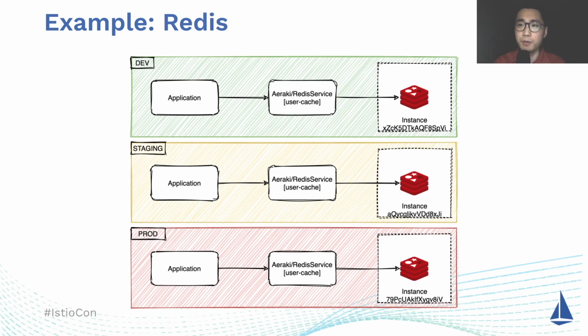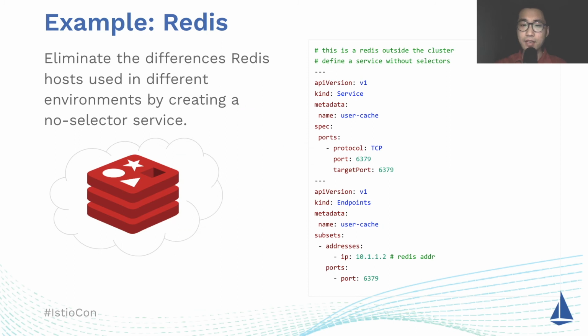Here is an example. The application's Redis traffic is managed by Aeraki. In all environments, the applications access the actual Redis through Aeraki's Redis service. It only knows the name of Redis, the other cache. Generally speaking, Redis here may be provided by any cloud vendor. In different environments, their addresses are not the same.